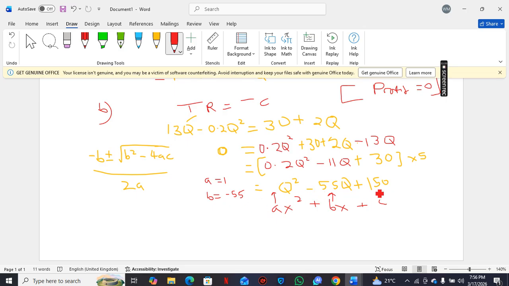Then c is the constant. Basically, it's the number without a letter. That's what we mean by a constant. A constant is a number without a letter. Are we all clear with this, colleagues? Any questions?